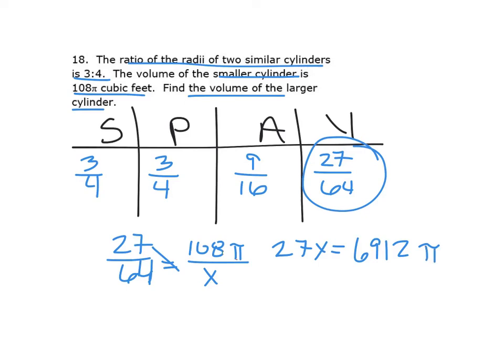Then go ahead and divide both sides by that 27, just leaving pi in your answer because that's how it's going to be on your test. And we get x is equal to 256 pi. And you're done.